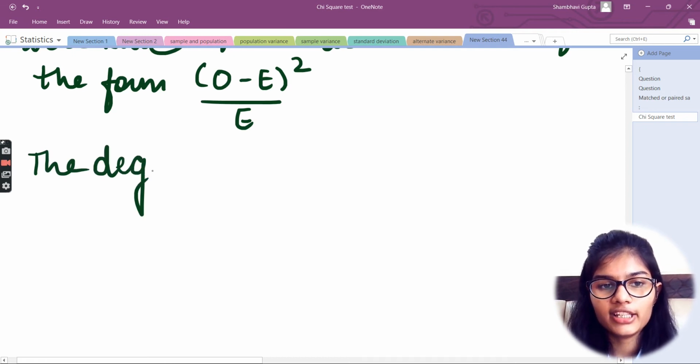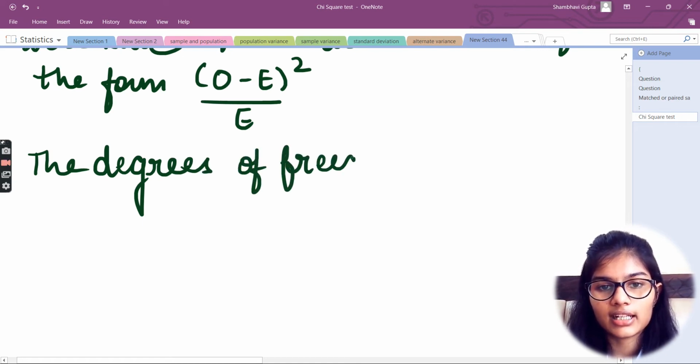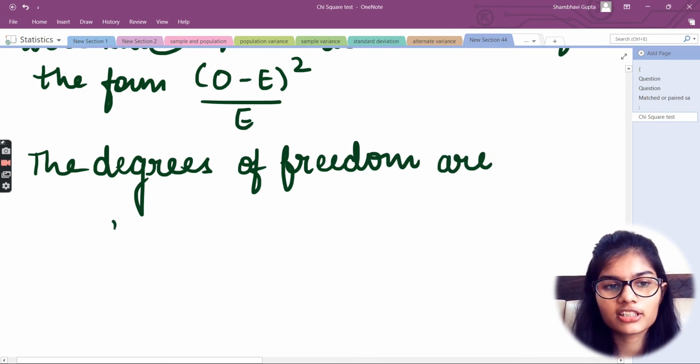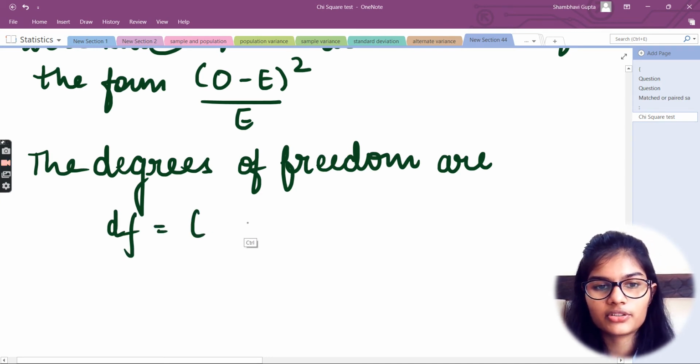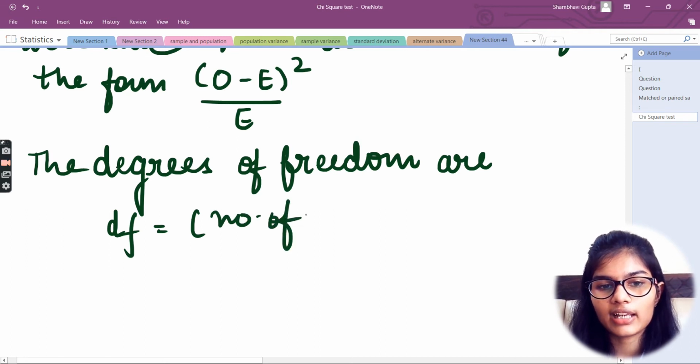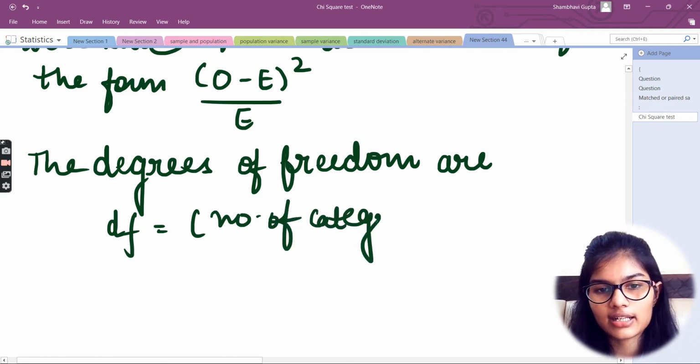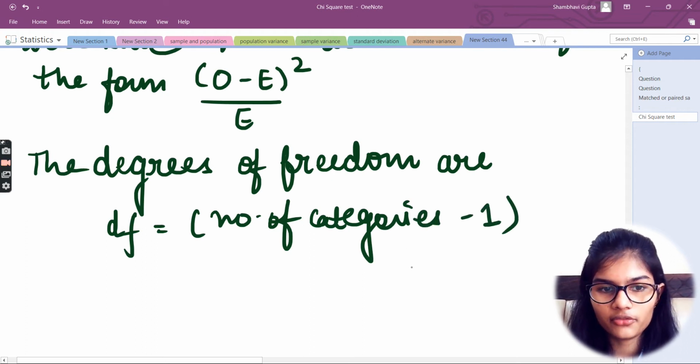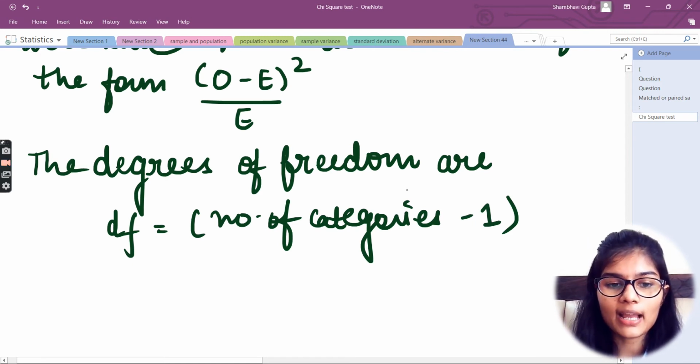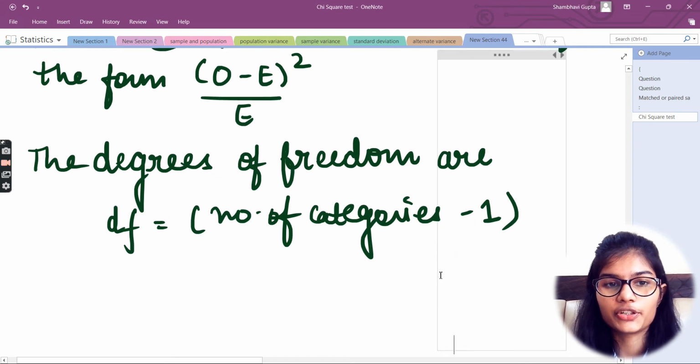So the degrees of freedom. What's the value for the degrees of freedom? So df is equal to the number of categories subtracted by 1. So this is what the value for df is. It's the number of categories minus 1. Right, so I hope this is clear to you first of all.